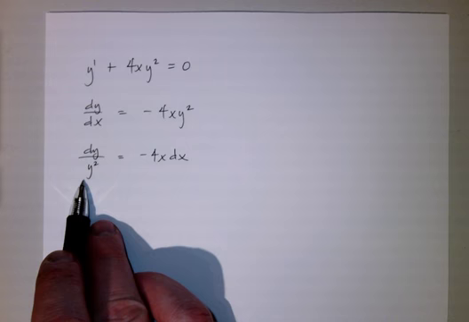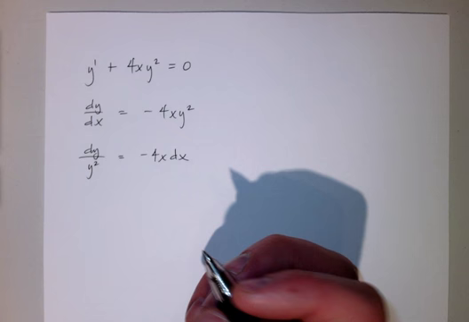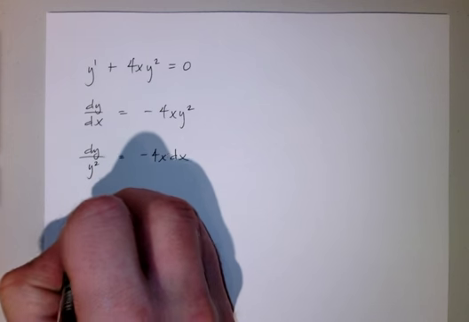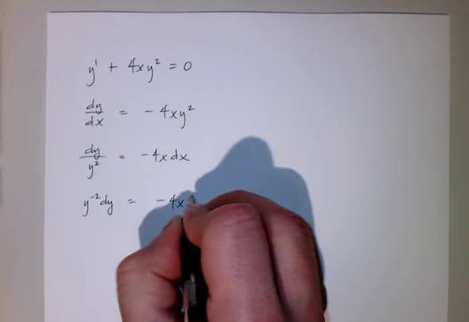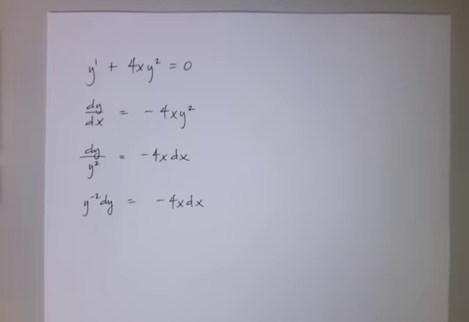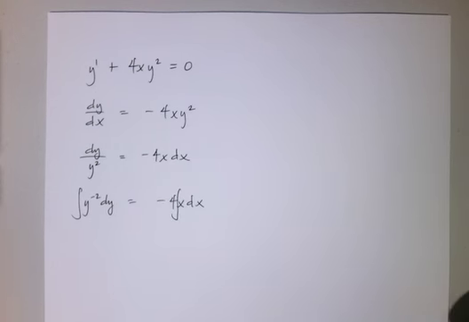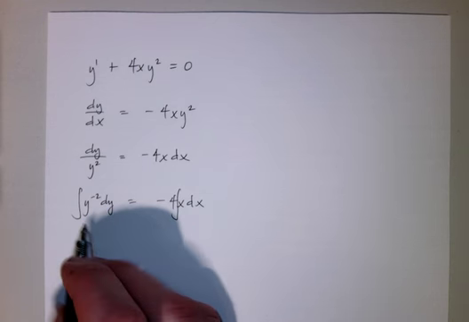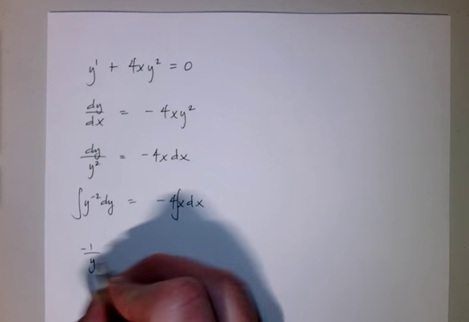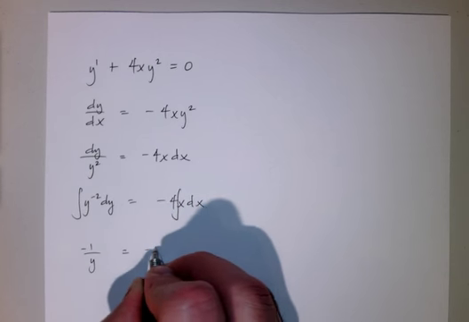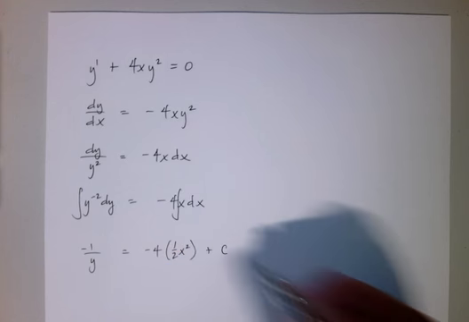The y's are with the dy's, the x's are with the dx's, and now, of course, I can go ahead and integrate if I want. And, you know, for those of you who are looking to undo the power rule, that might be a better form to put it in. We're going to integrate both sides. That becomes y to the -1 over -1, or -1 over y. And this becomes -4 1/2 x squared, and then plus c.